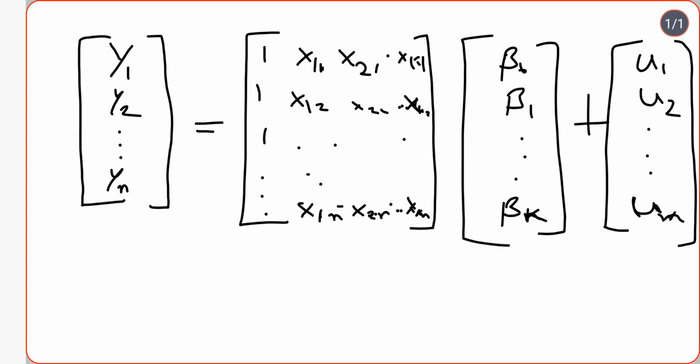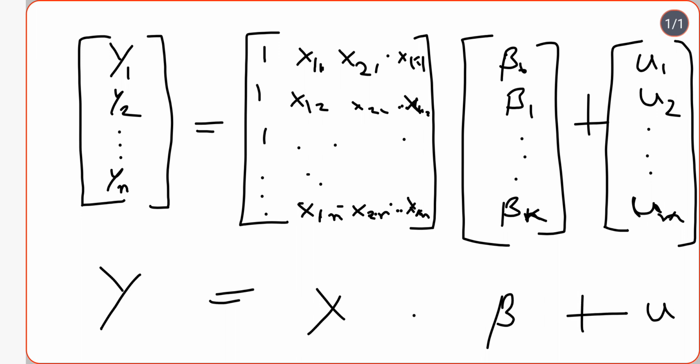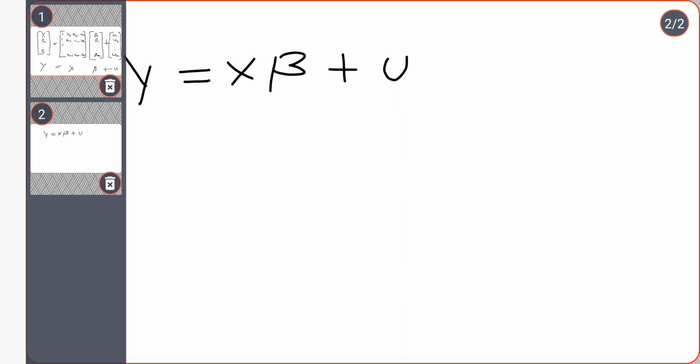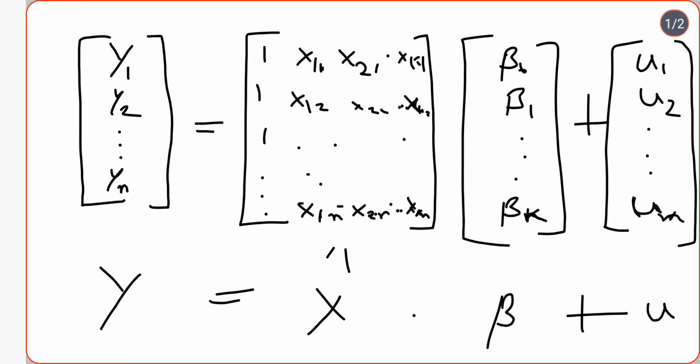So in the previous video I also told you that this is y, this is x, this is beta, and this is u. So y denotes the vector of the dependent variables, x denotes the matrix of the independent variables, beta denotes the vector of the parameters, and u denotes the vector of the error terms. So y equals x into beta plus u, we can write it in this general form. Here y is not a single variable, it is a vector of the dependent variables, x is not a variable, it is the matrix of the independent variables, beta is not a variable, it is a vector of parameters, and u is not a variable, it is the vector of the error terms.